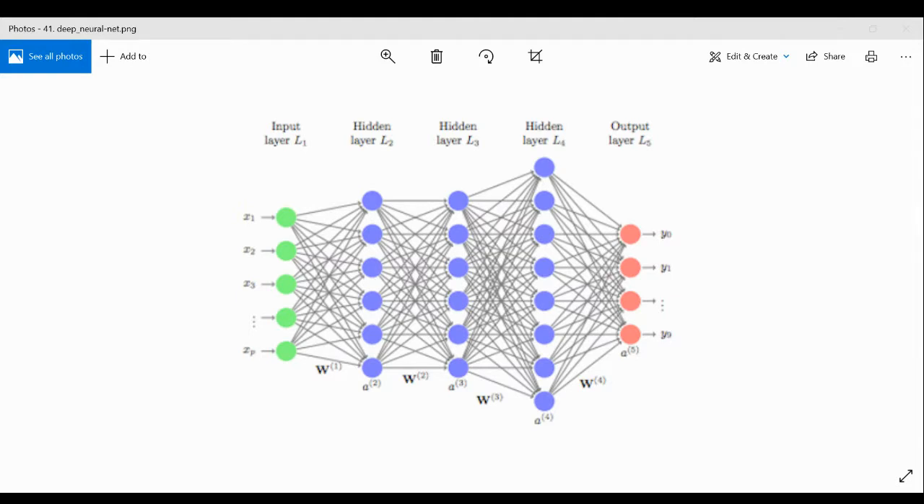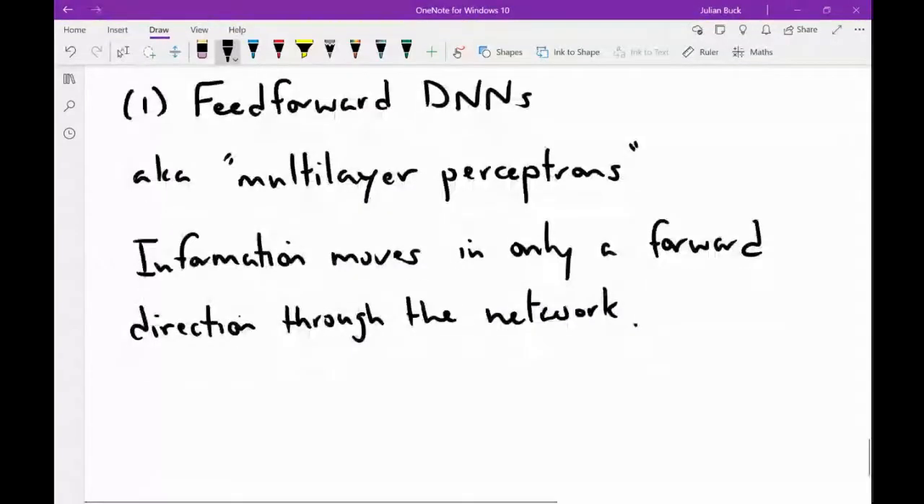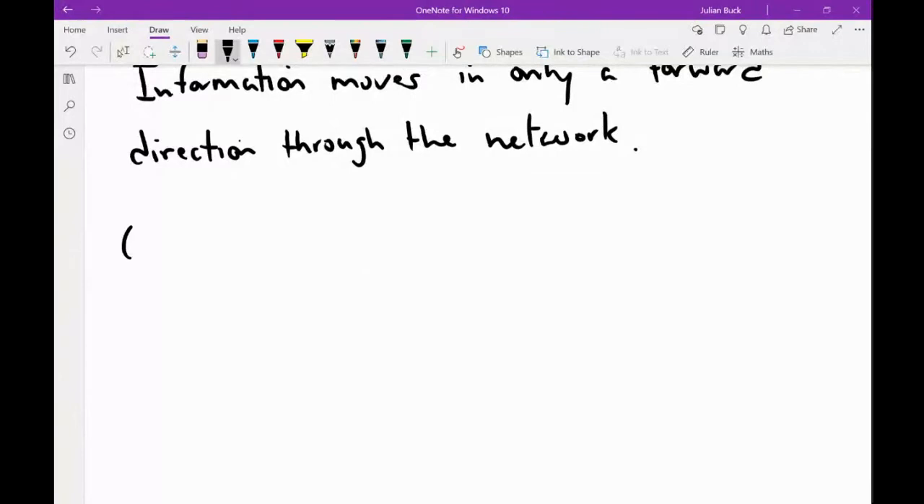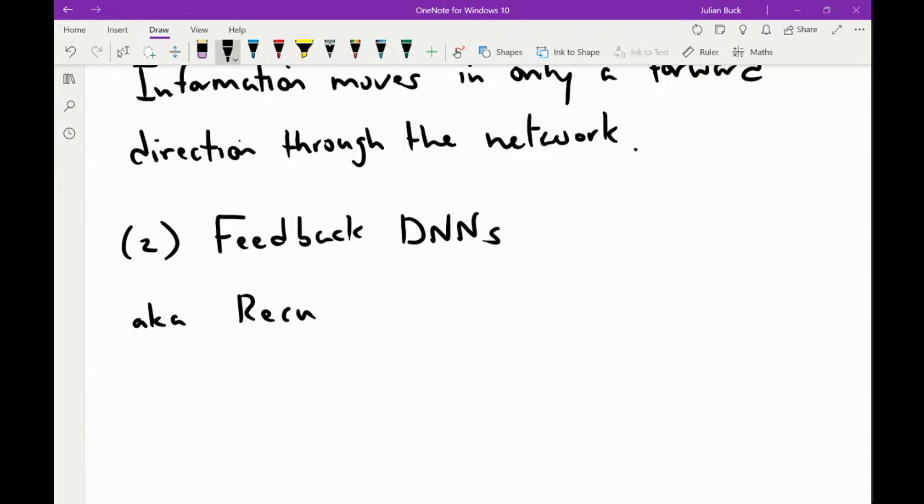All right. Well, so that is in some sense the most basic type of deep neural network. It's got the simplest behavior, and that's what we're going to talk about as we go forward. No pun intended. But there are many other types as well. The most basic thing you can do to make this more complicated is to have information go in different directions. And then we get what are called feedback neural networks, feedback deep neural networks, or another name for these is recurrent neural networks. So RNNs.